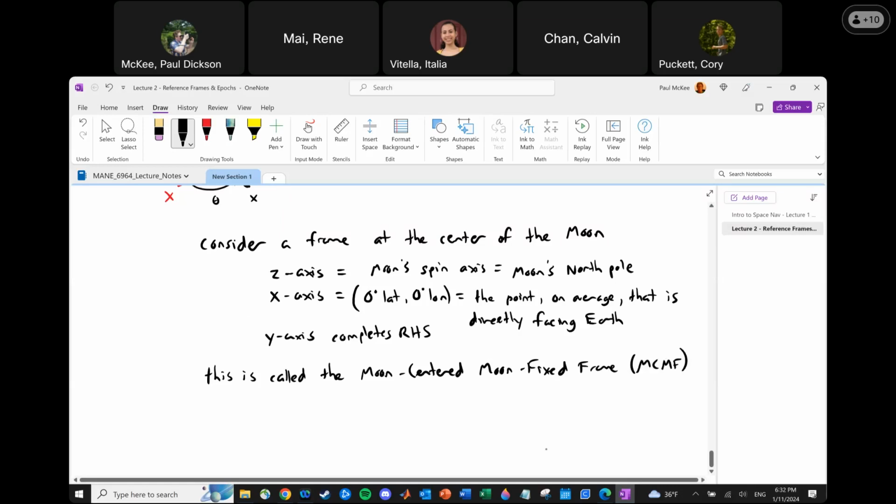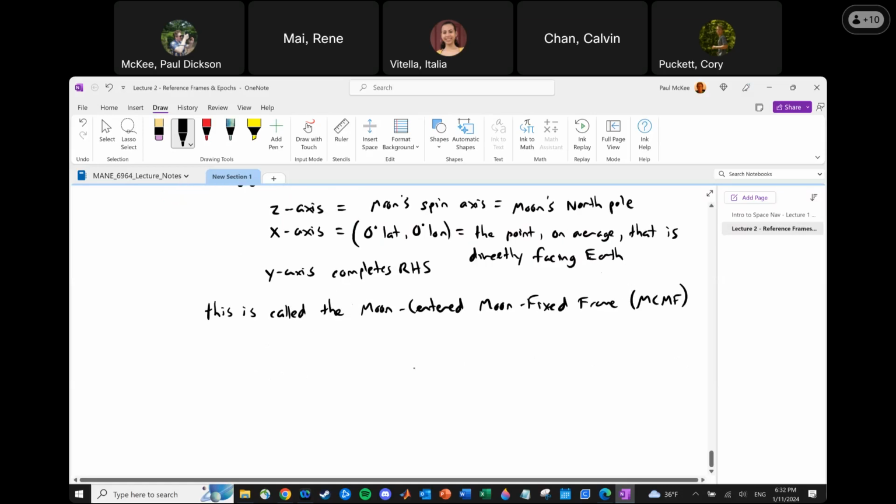Okay, so craters would be defined in the moon-centered moon-fixed frame, right? Or the Apollo 11 landing site would be defined in the moon-centered moon-fixed frame. Those things aren't going to move. At least they shouldn't move, right? There'd be a problem if the craters start moving. That would be like some Apollo 18 nonsense. But anyway, that's the idea there.